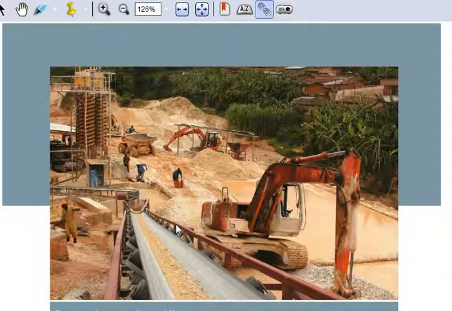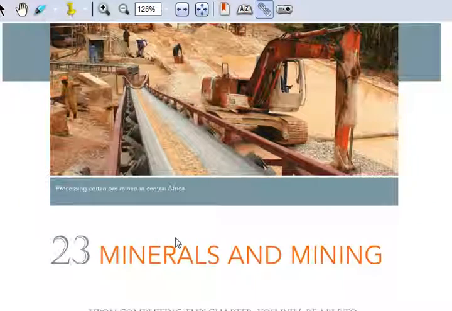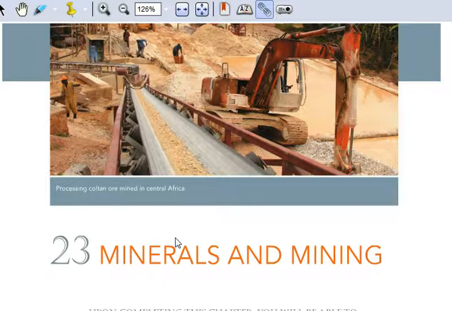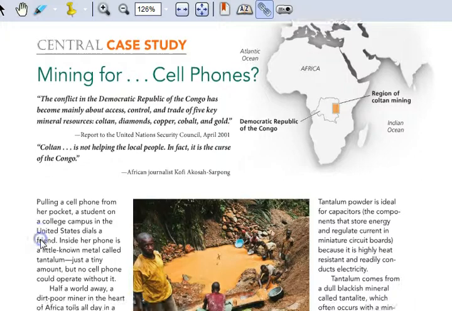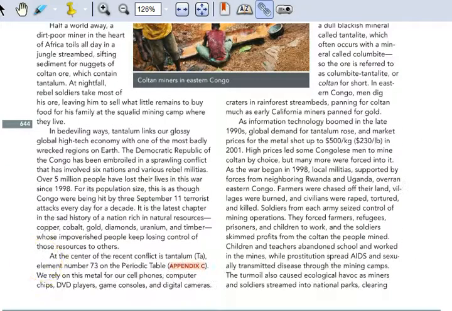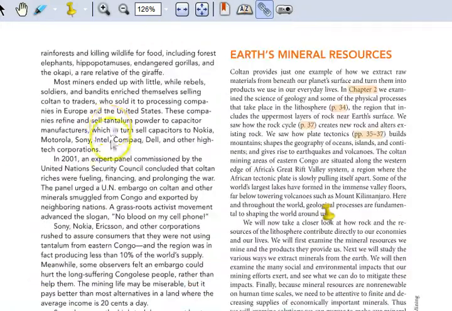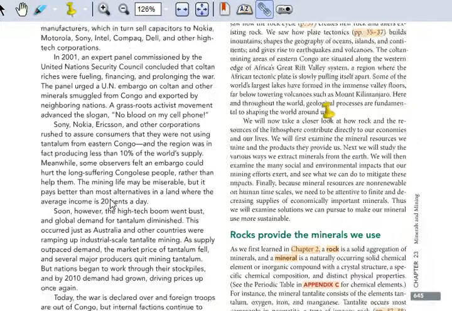Sticky notes for Chapter 23. Chapter 23 covers mining and minerals, and the AP test does ask you to know a little bit about mining and minerals. Not a whole lot to sticky note in 23, but a few items that are important.